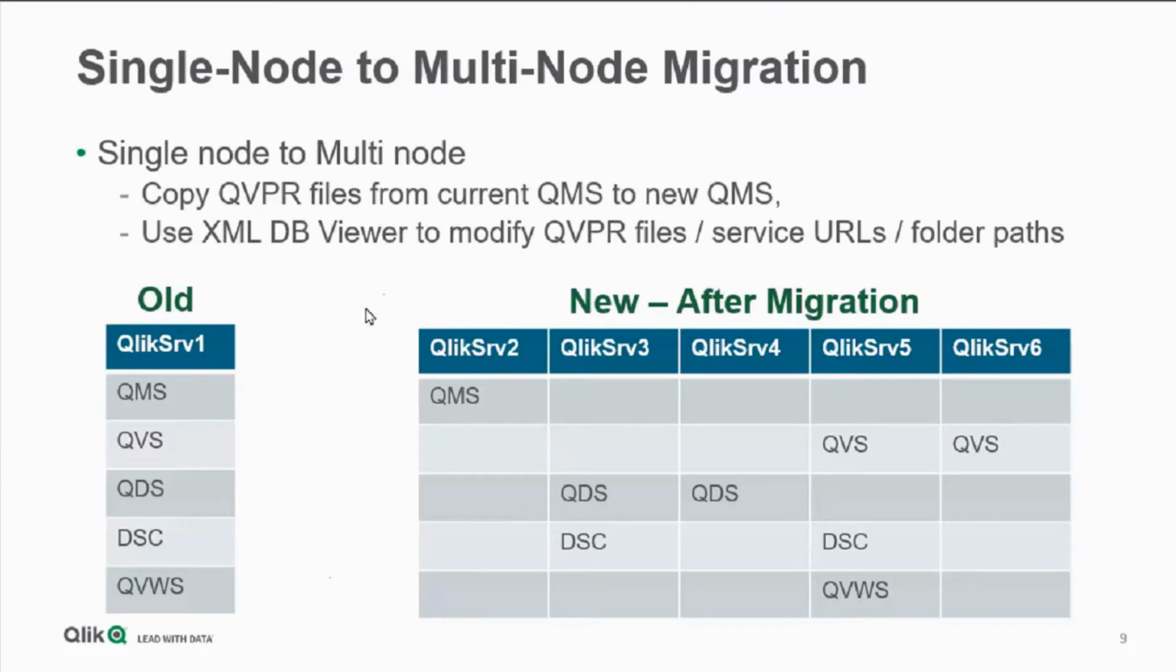Now, one question you're probably asking is, hey, you're going from a single node environment to a cluster setup. So the trick here is, when we do the migration, we're going to migrate so that we only migrate to the primary servers. So QDS, I'm only going to tie in at first to the Qlik Server 3 service. And the same thing for the QlikView server, I'm going to do server 5. We'll add the cluster nodes after we do the migration from the single node environment. Hopefully that makes sense to you guys. And we're going to use the XML-DB viewer and the QVPR files to make the changes we need to make.